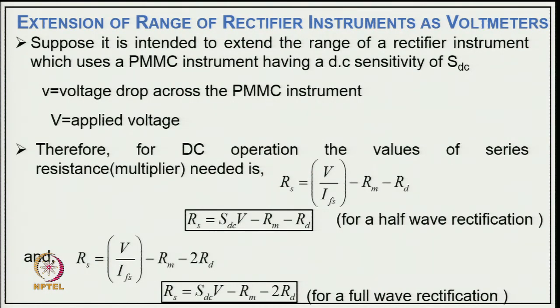Now, extension of range for a rectifier instrument as a voltmeter. Suppose it is intended to extend the range of a rectifier instrument which uses a PMMC instrument having a DC sensitivity S DC. Let v be the voltage drop across the PMMC instrument, and capital V the applied voltage. Therefore, for DC operation the value of the series multiplier resistance needed is RS equal to V upon IFS minus RM minus RD. So, RS equal to S DC V minus RM minus RD for half wave rectification, and RS equal to V upon IFS minus RM minus 2 RD, so RS equal to S DC V minus RM minus 2 RD for full wave rectification.